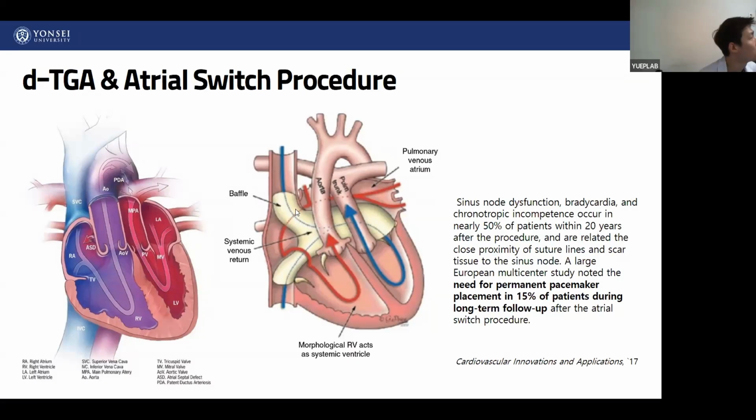This is the baffle, and the other side is native tissue. Oh, I see, so a partial baffle, not a complete baffle. This is native tissue. So you're talking about a modified Mustard procedure. Because if you had a complete Mustard, you would have no connection. So that's why I'm asking that question. Okay, makes sense.